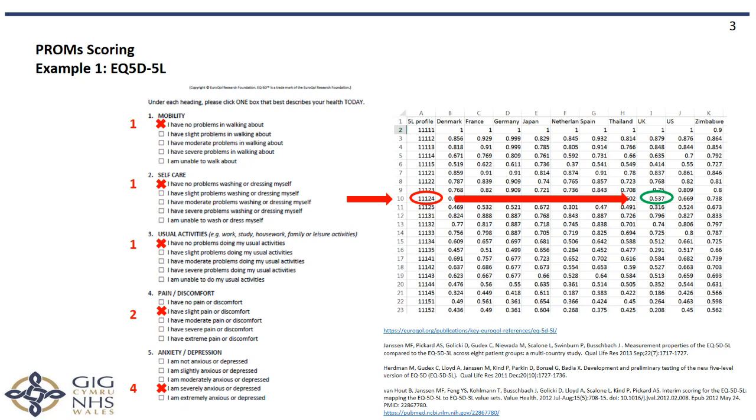So in terms of scoring this PROM, there isn't much work that we need to do really. It's really straightforward because the lookup table basically does it all for us. We just need to work out what the profile is and then look at the score in the lookup table. So if you have the next slide, please.